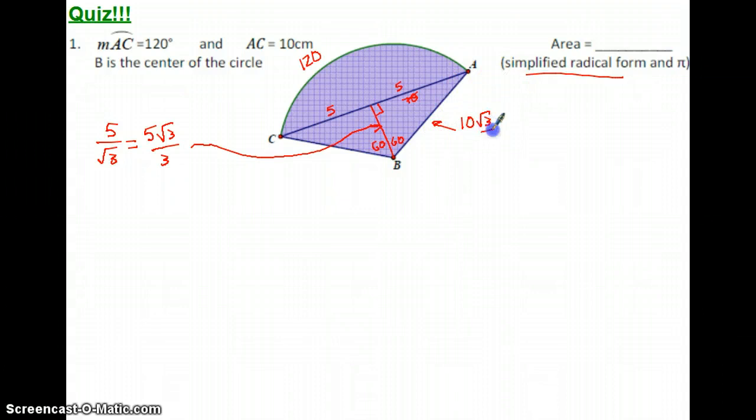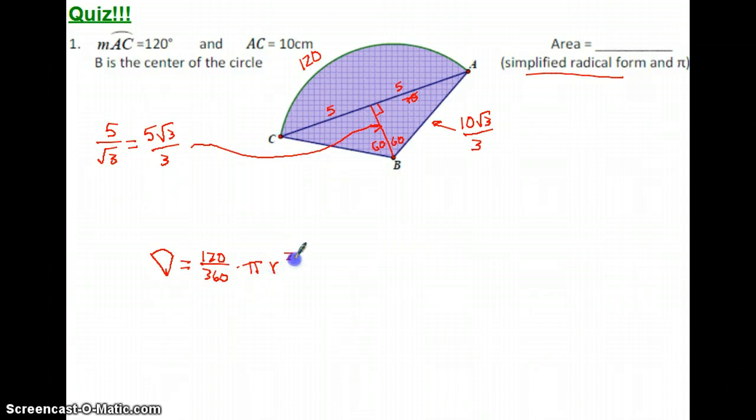I didn't even really talk about a plan. Why don't I talk about a plan first? The plan here is to find the shaded area. I'm going to do the area of the sector, which is just degrees over 360, which I know already. It's 120, times pi r squared.